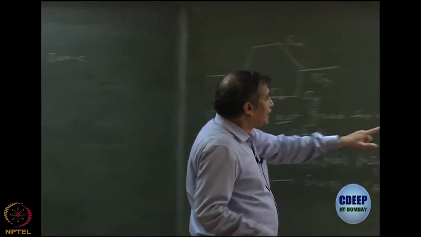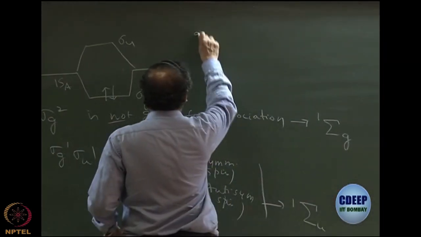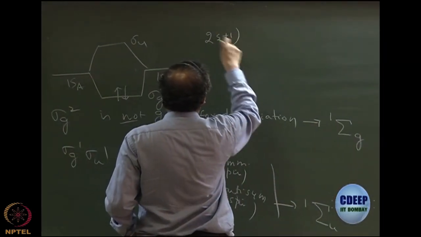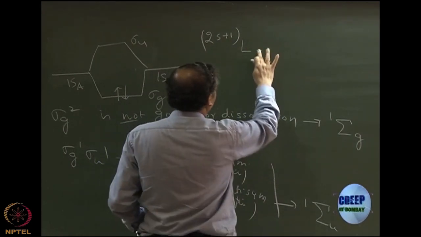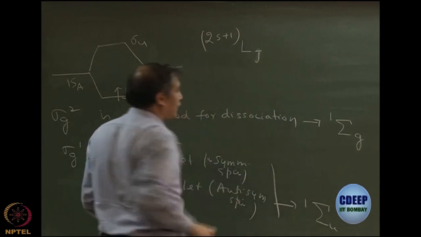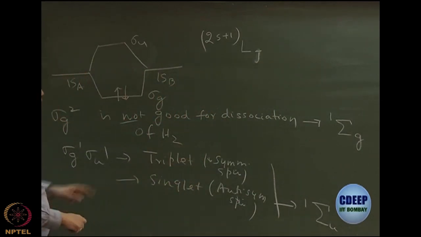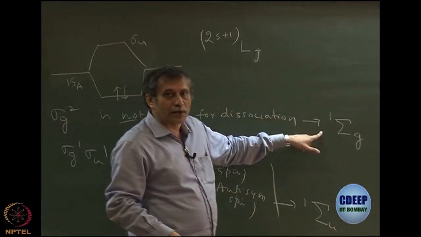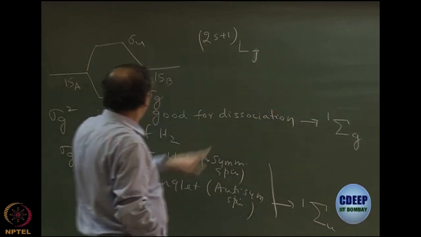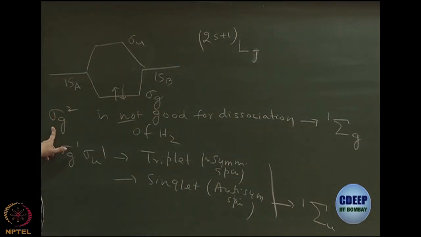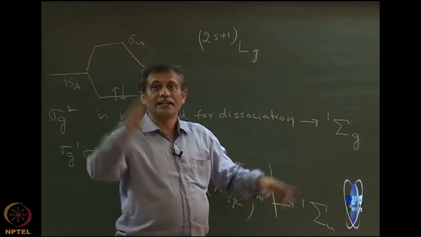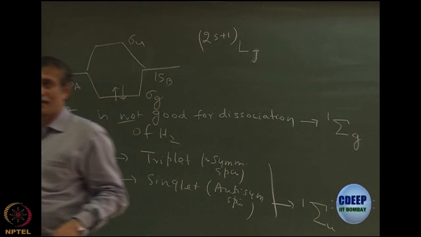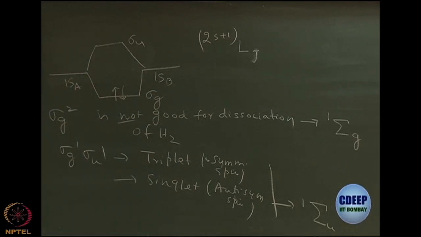This is a singlet, these term symbols are written as 2S plus 1 on the superscript, then total L value and then J value. Okay, you can write the J value or whatever, but here I am not writing the J. What is the total spin? 2S plus 1 is 1. What is the L value? It is 0, right? So that is capital sigma. Just as for atom L value 0 is S, for molecule it is called capital sigma. Okay, so that is just the nomenclature.